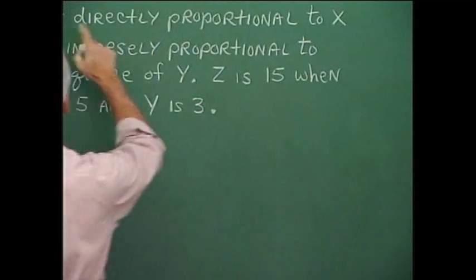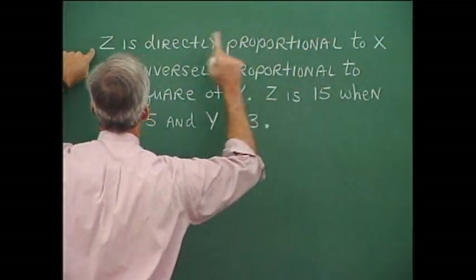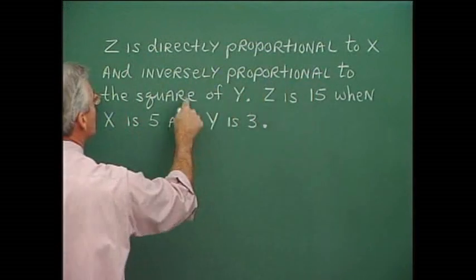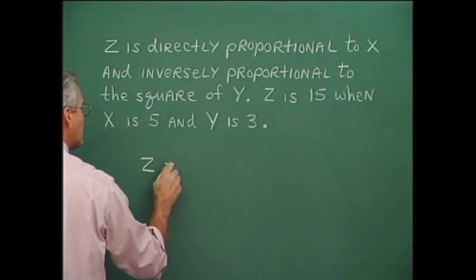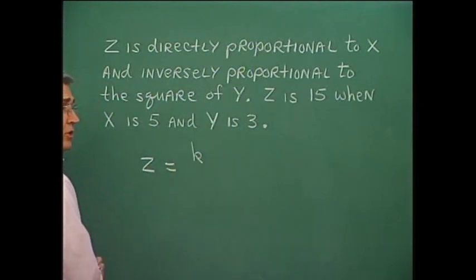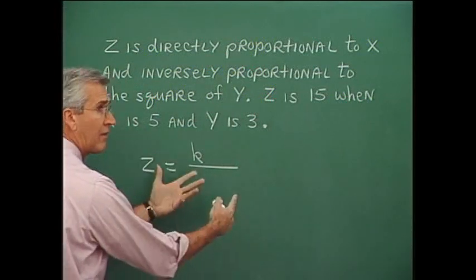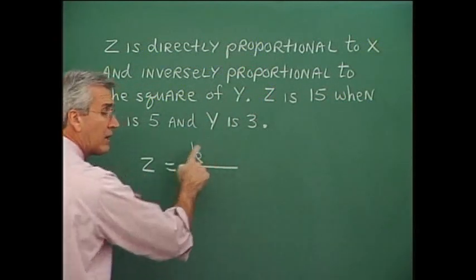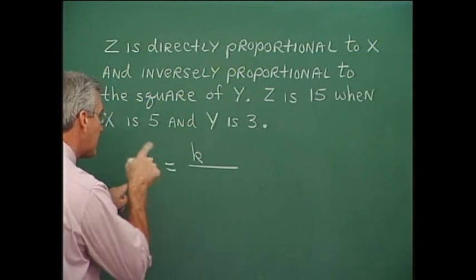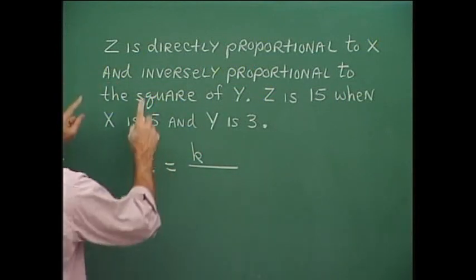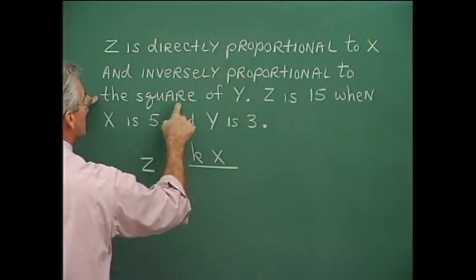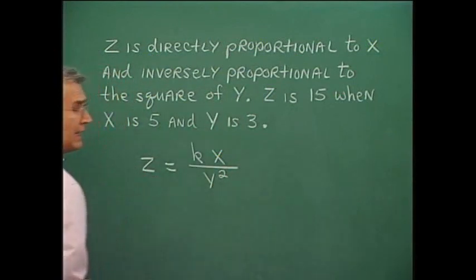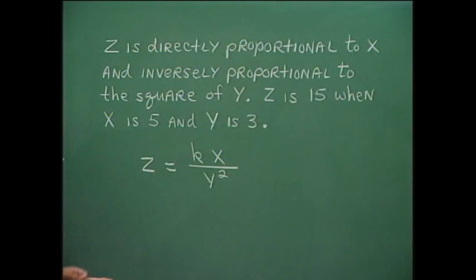Here's an example. It says z is directly proportional to x and inversely proportional to the square of y. So just with that information now we would have z is. Now put the constant of proportionality in the numerator, and then all of those variables that vary directly with z go upstairs, and all of those that vary inversely with z go downstairs. And that's all there is to it. So we have, let's see, z is directly proportional to x, it goes up here. And inversely proportional to the square of y, y squared goes down here. And that's it.